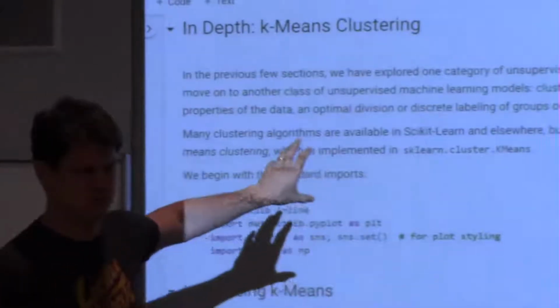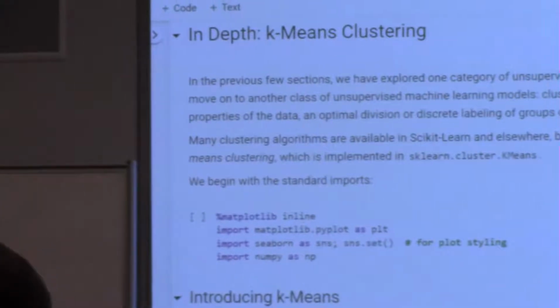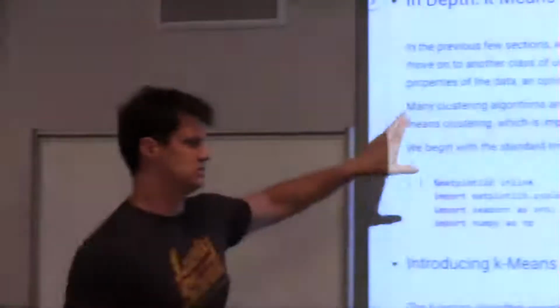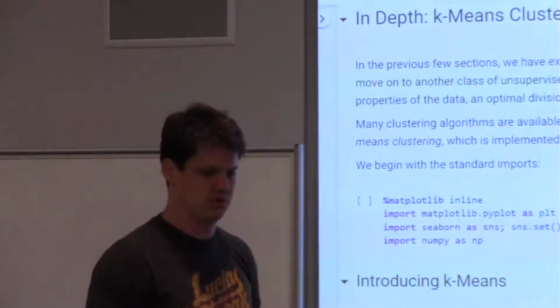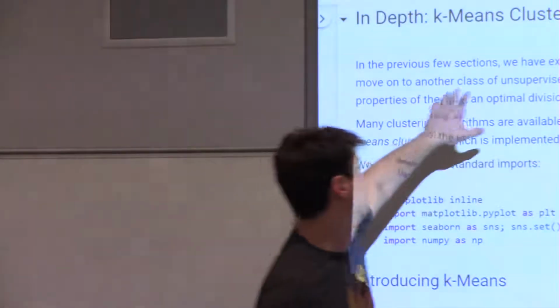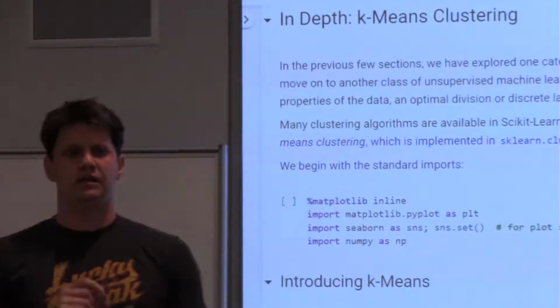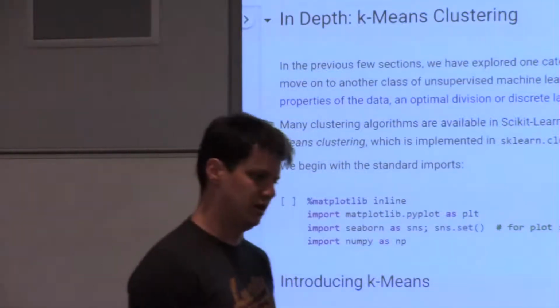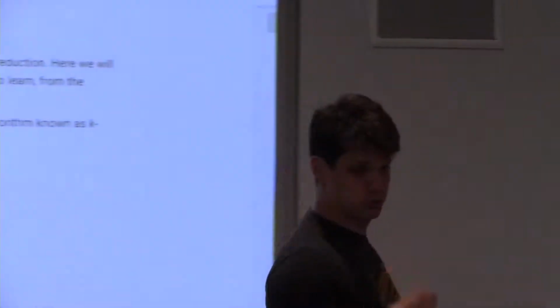I'm going to show you some other algorithms that we're going to learn in Machine Learning 102. And K is the number of clusters, the number of similar groups that we're going to assign.